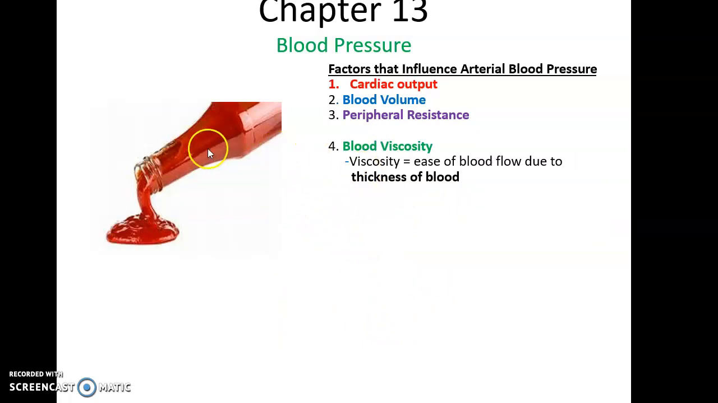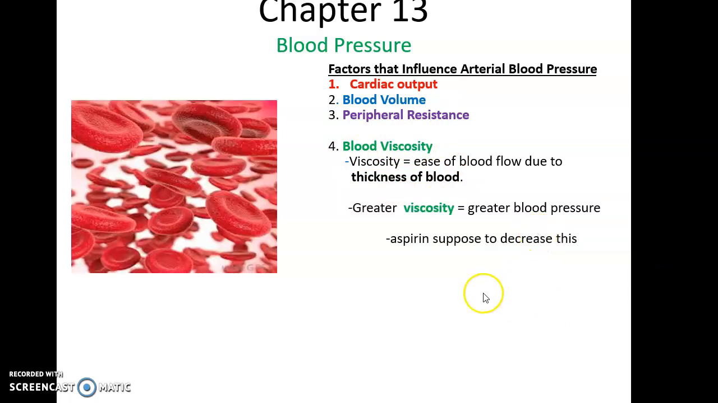All right, blood viscosity is how thick the blood itself is. And the thicker the blood, the slower it is or more difficult for the blood to flow through vessels. So we want our blood to be thinner rather than thicker. So greater viscosity equals greater blood pressure, lower viscosity equals lower blood pressure. Aspirin, the reason why they tell people who've had heart attacks to regularly take aspirin is because it actually thins the blood. It decreases the blood viscosity, which would then decrease overall blood pressure.